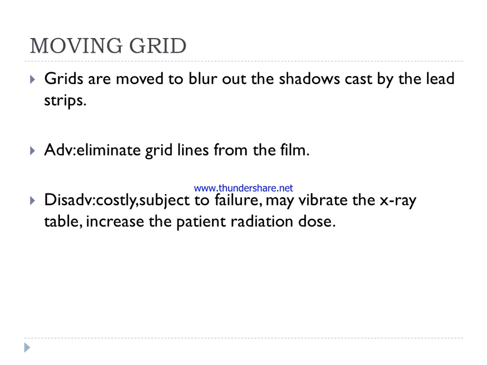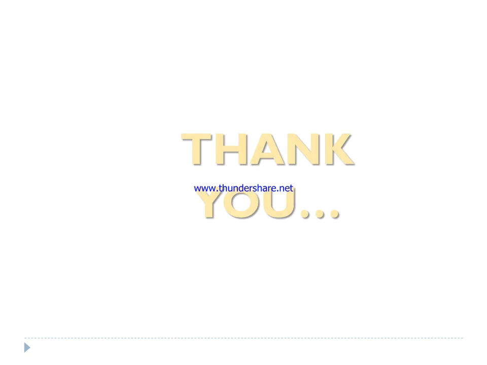Moving grids are those grids which move to blur out the shadow cast by the lead strips. They eliminate the grid lines from the film, but they are very costly, subject to failure, may vibrate the X-ray table, and increase the patient radiation dose.